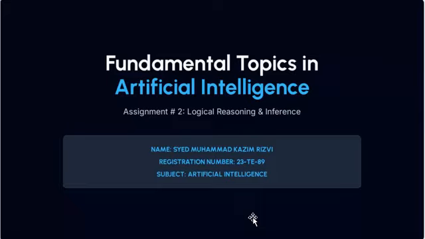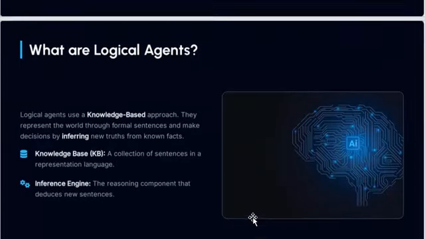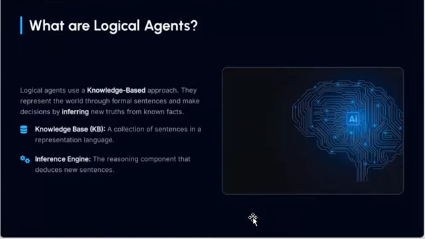So I am going to explain assignment number 2 on logical reasoning and inference in artificial intelligence. In this presentation, I will explain logical agents, propositional logic resolution, forward chaining, backward chaining, first order logic quantifiers, and inference in first order logic. So, in this step, we have the question, what are logical agents?